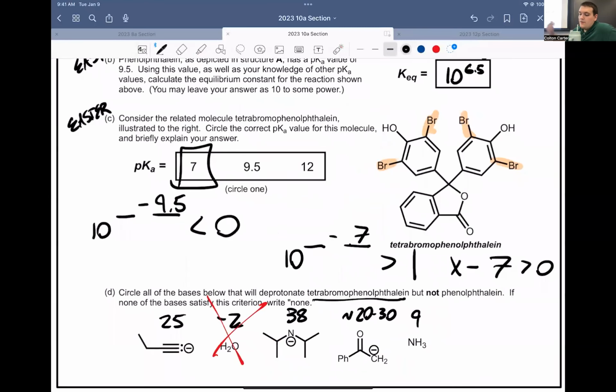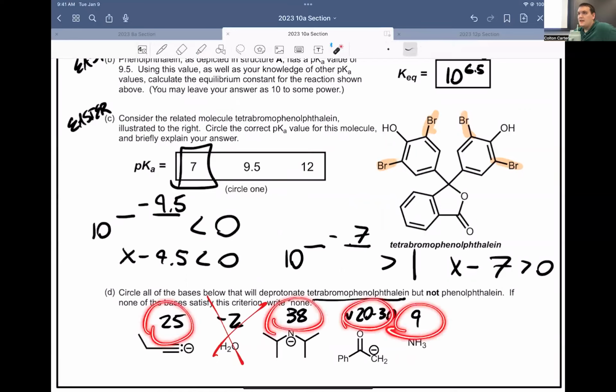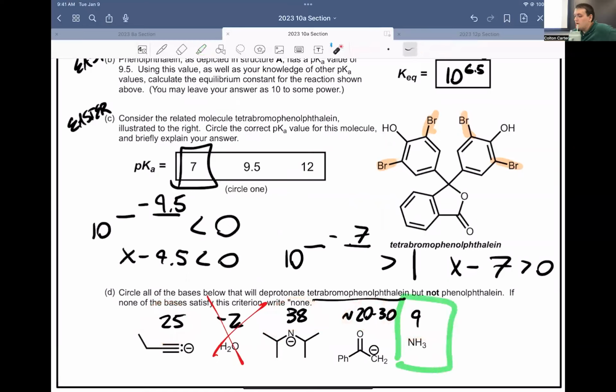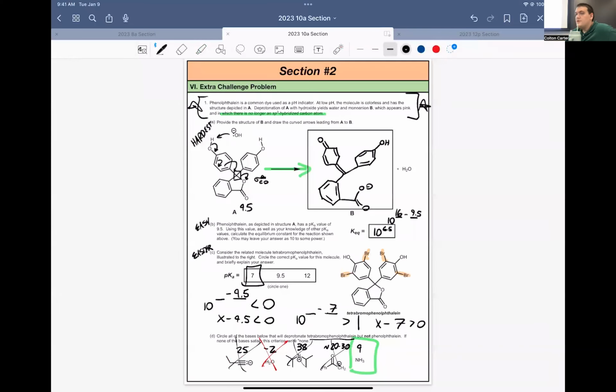So another way of writing this is x minus 9.5. We want it to be less than 0. So which of these numbers, if we subtract 9.5, do we get something negative? Only the last one. So the only thing that is going to deprotonate this one with all the bromines, but not deprotonate the original, is this one. That's a much harder question.